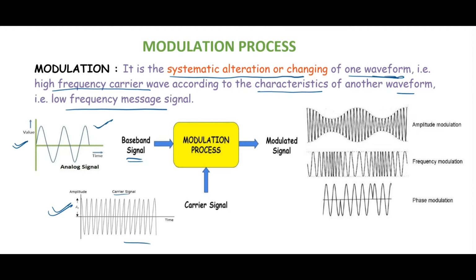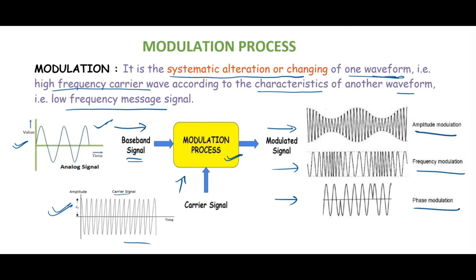These both signals are fed to the mixer, or modulator, and the output will be one of these three. Actually, our main focus here is analog modulation, so we'll not be considering the digital ones. We'll be getting only analog outputs. So one is amplitude modulation, the other ones are frequency modulation and phase modulation.